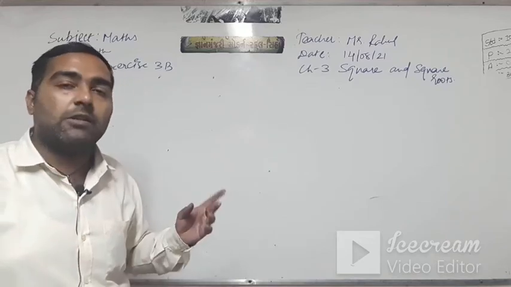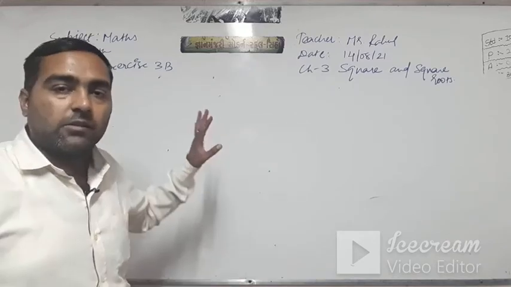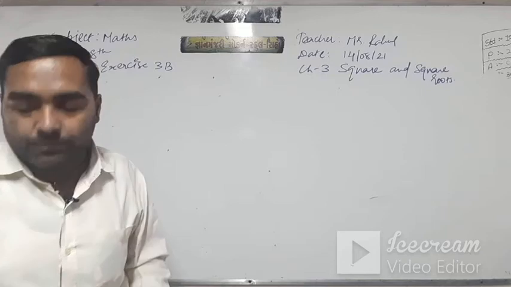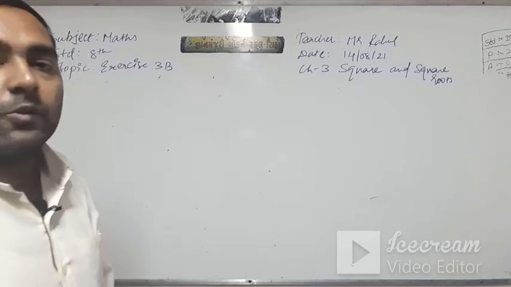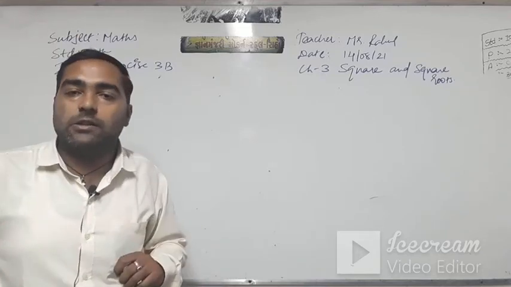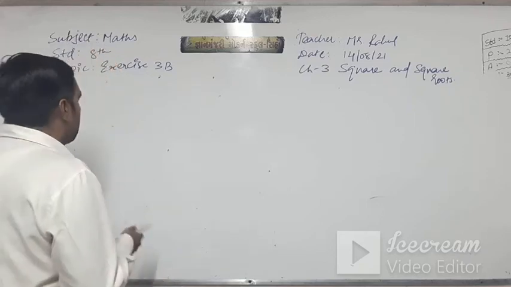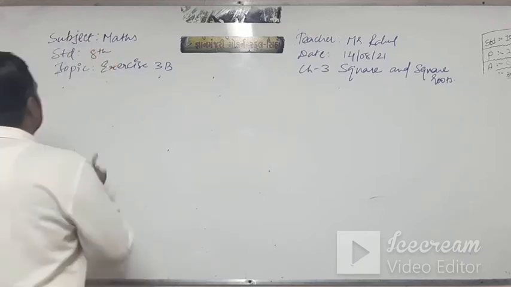So similarly, there is some kind of method to find the square root. The first method of finding the square root is the prime factorization method.